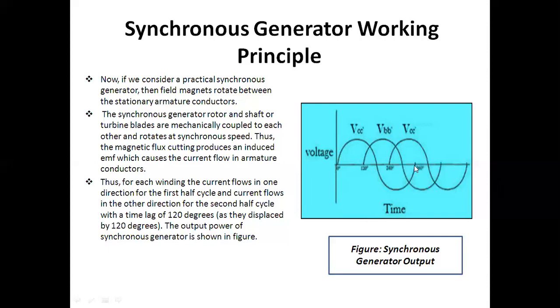This is the voltage output, and it is clearly shown in this figure. For one complete cycle, for the first half the voltage is in one direction, and for the second half the voltage is in the opposite direction. And for the three phases, they have a 120-degree time lag, as they are displaced by 120 degrees. This is the output, a voltage versus time graph, or the output power of the synchronous generator.